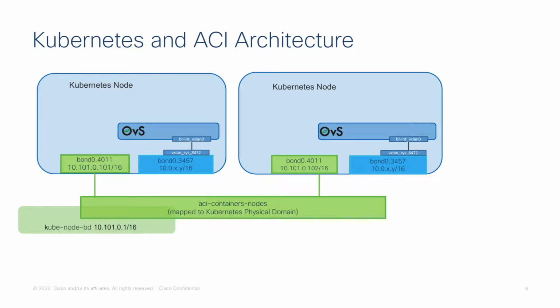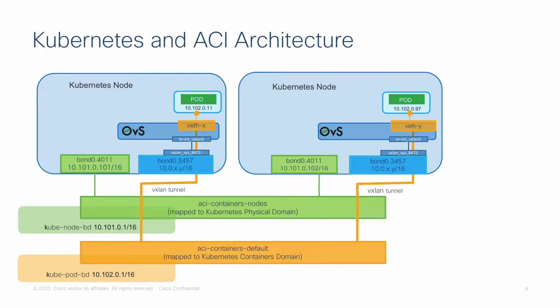The APIC DHCP process will assign to each Kubernetes node an IP address in the infrastructure VLAN. In my case, it is an IP in the 10.0.x.y/16 subnet. This is used for the leaf to Kubernetes node communication to exchange security policy, as well as for building the VXLAN tunnel to transport our pod traffic. The pods themselves are connected to Open vSwitch via virtual ethernet interfaces and are placed by default inside an EPG called ACI container default. This EPG is mapped to the Kubernetes container domain and to the pod BD.